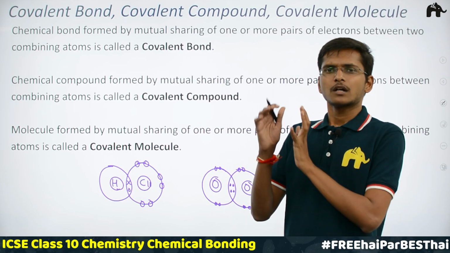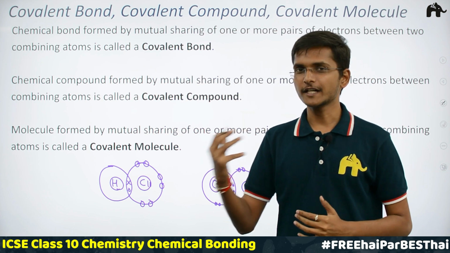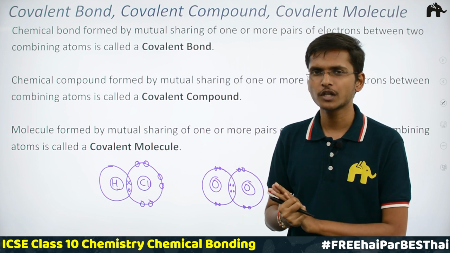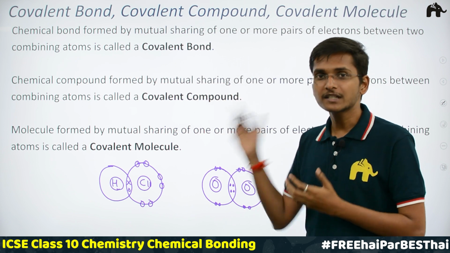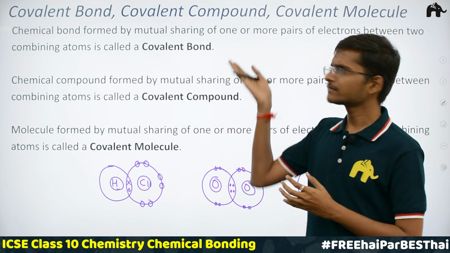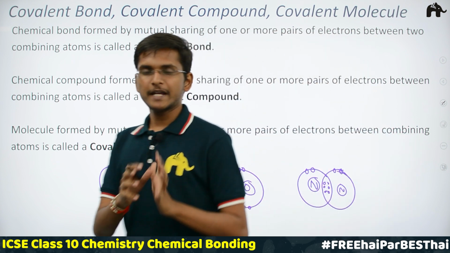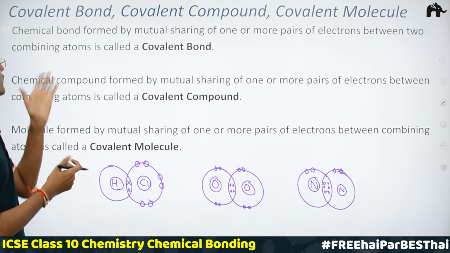I know that you have studied covalent bonding in your 9th grade, the basic definition and the orbit structure diagrams of some covalent molecules. So we are quickly going to revise these basic terms of covalent bonding, that is covalent bond, covalent compound and covalent molecule. But pay attention to these basic terms because these are very important. So first is covalent bond.